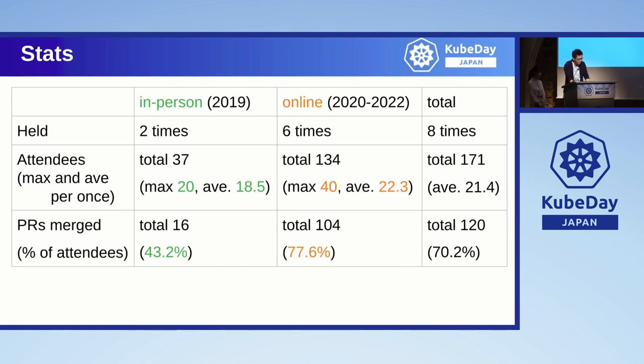The percentage of pull requests merged was significantly higher online than in person. The trainees who participate online and co-created the event have a clearly positive intention. That's the reason for these results, I think.